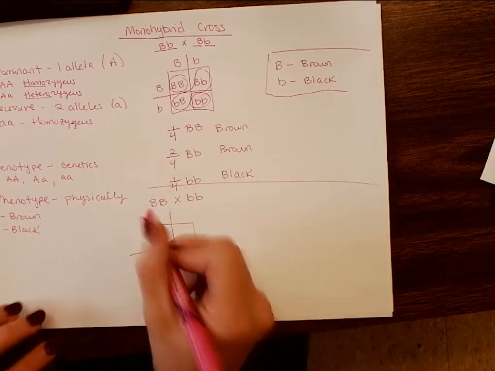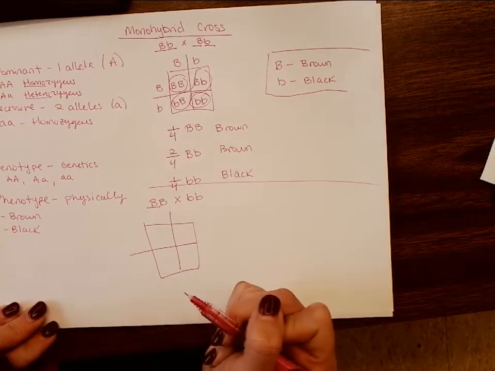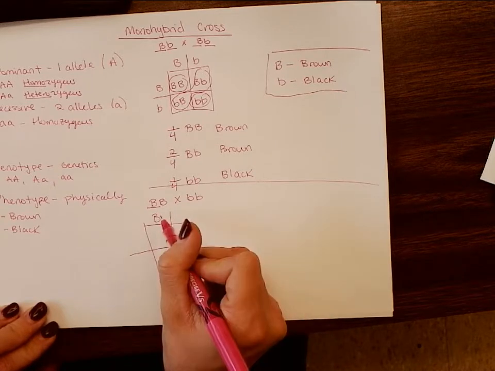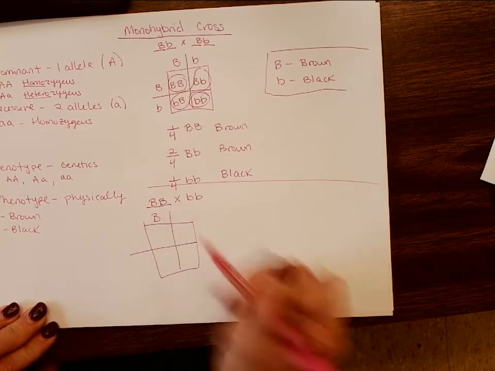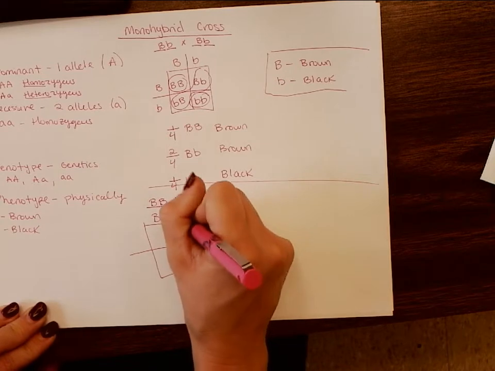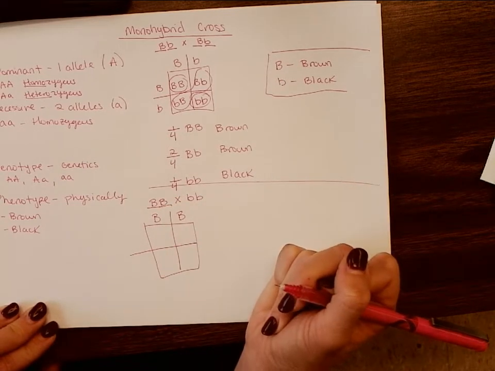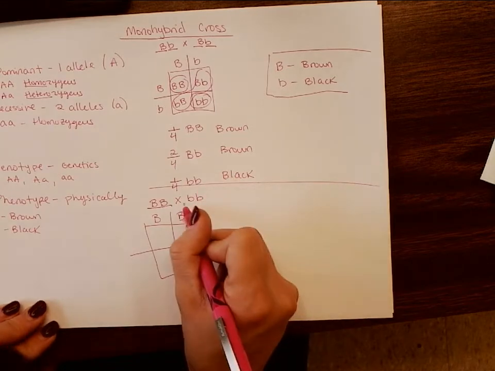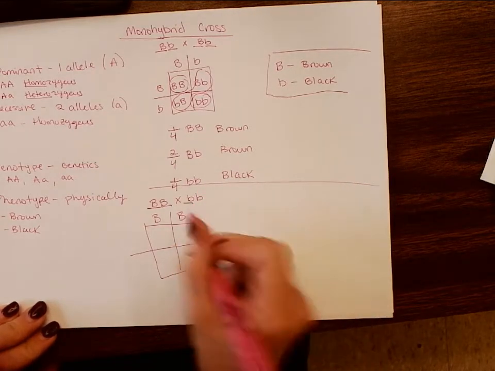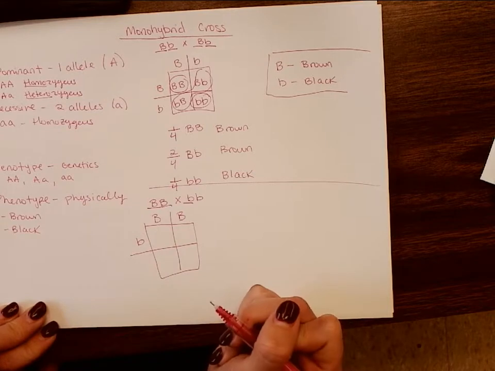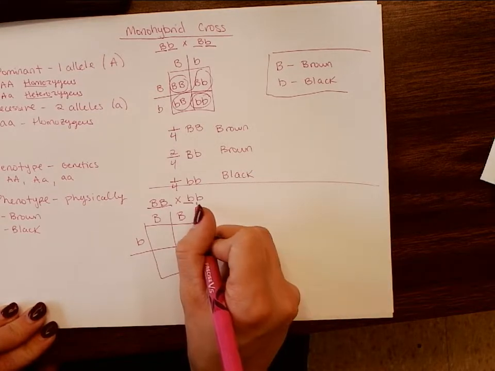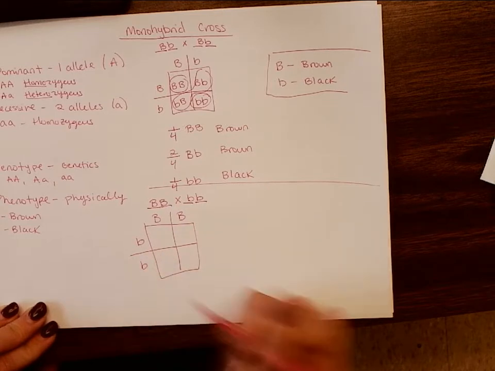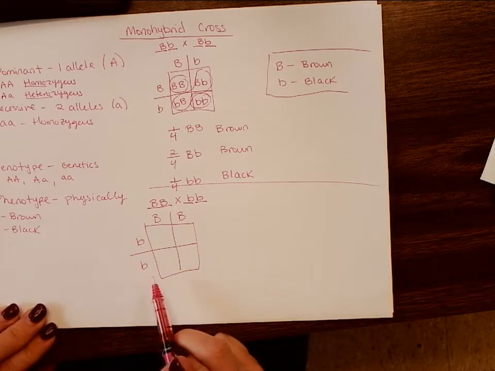Our first parent can pass on a dominant trait, so I write their first allele in the first section. And the second allele that they could pass on is also dominant, so I'll write the second option next to it. Parent number 2 has the option of passing on a recessive allele, so I'll write the first option over here. And its second allele it could pass on is going to be recessive as well, so I'll write it in the second spot.